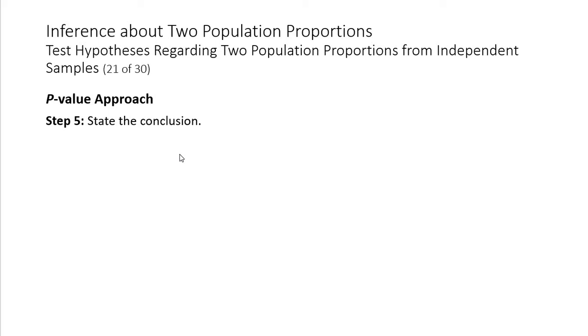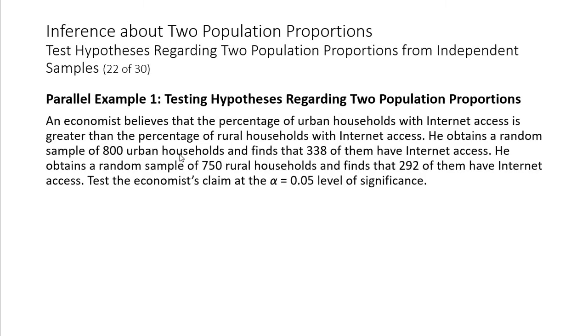Our conclusion is going to be basically either we're going to have evidence to support our alternative hypothesis or our claim. In this case, we're going to reject the null hypothesis. Or we don't have enough evidence based on the information we collected, and we can't reject the null hypothesis, so we're going to fail to reject the null hypothesis. Let's look at some examples and see how we're going to compute the examples.